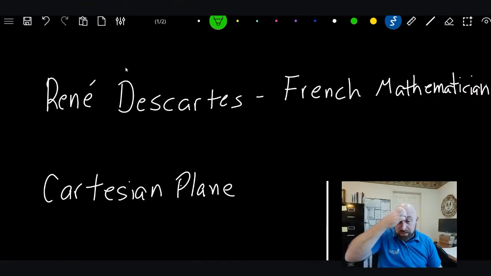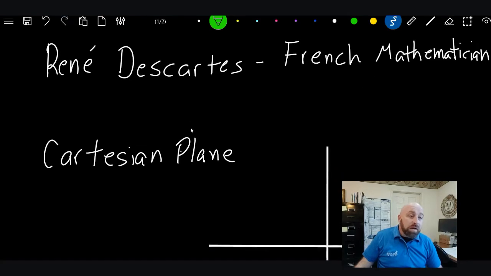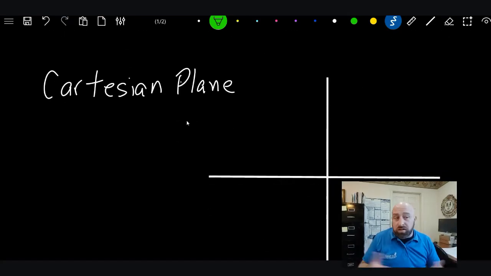Do you see it? C-A-R-T in his name, right there from the middle of his name. Descartes, the Cartesian plane, named after him. Everybody calls it the Cartesian plane. It's just the name of the thing. A technical name is a rectangular coordinate system, but everybody calls it the Cartesian plane.